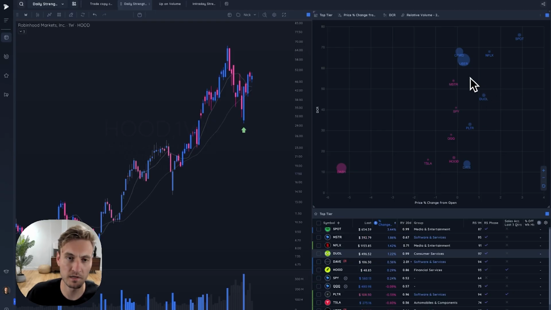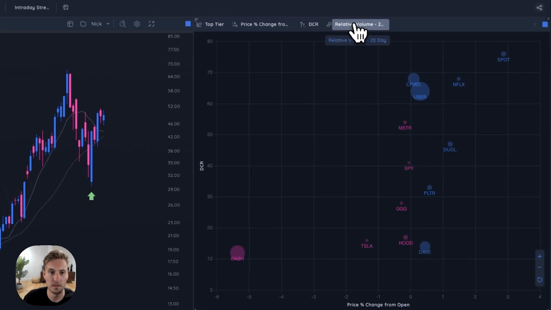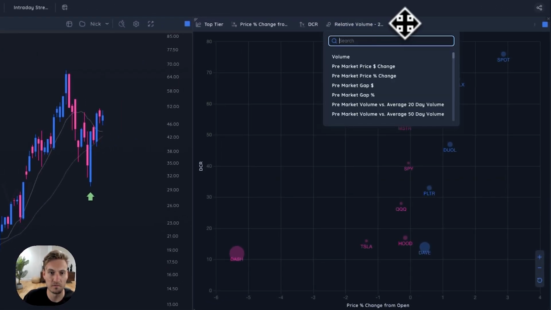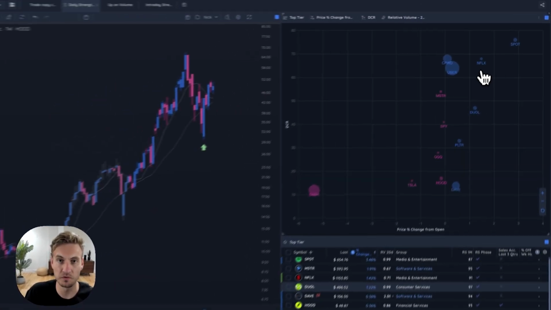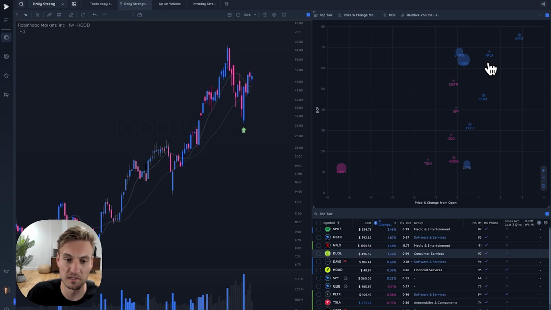The third data point here, and the final one, is relative volume. Relative volume really helps me see quickly the volume behind a move. So you could tell just by looking at this, SPOT has the highest closing range and it is moving the most today, but there's not much volume.